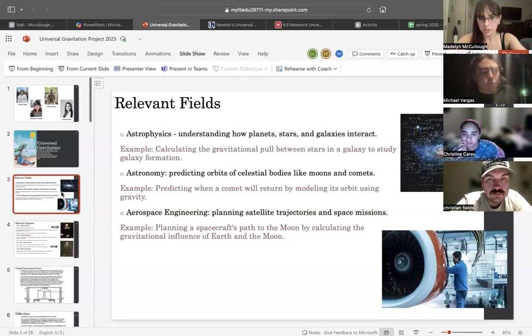In aerospace engineering, engineers rely on gravitational calculations to plan satellite paths or spacecraft missions, like figuring out how to reach the moon. Without Newton's law, we wouldn't have accurate GPS, satellite communications, or even space travel.